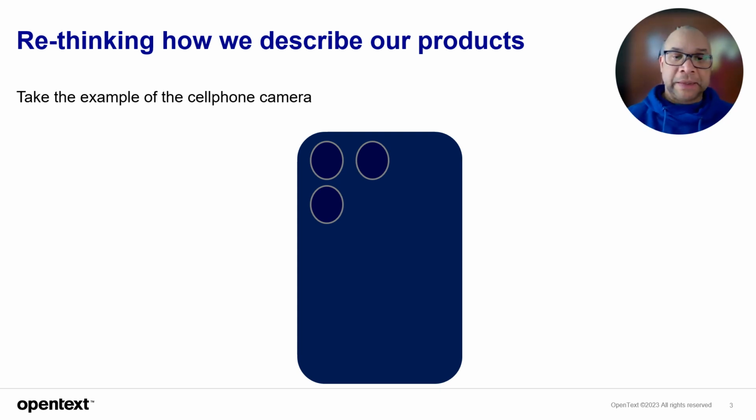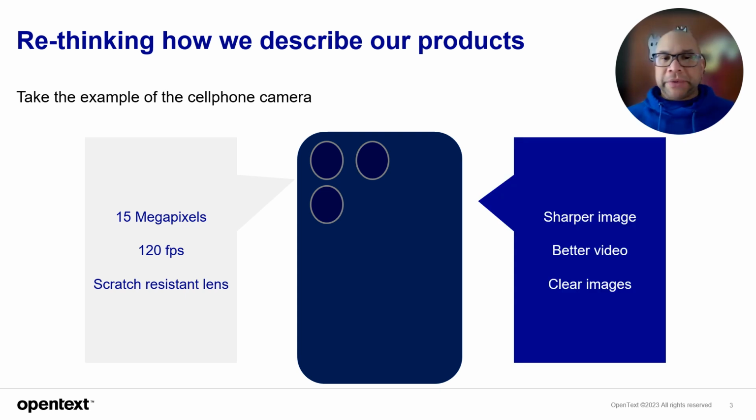I really can't. So, back in the day, we were talking about megapixels, frames per second, scratch-resistant lenses. If you're old enough that you saw some of the first Blackberries and iPhones, this is all they ever talked about, right? And we all pretended that we knew what they were talking about. And we all kind of just bought their product because, this one's got 15 megapixels. I don't know what a megapixel is, but 15 is better than 5 or 10.